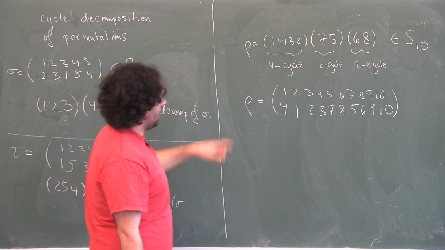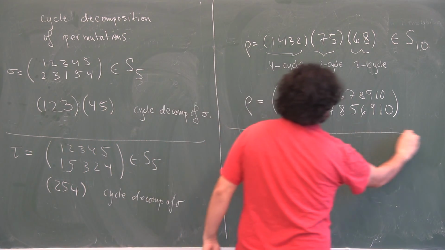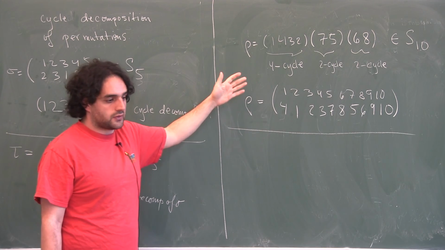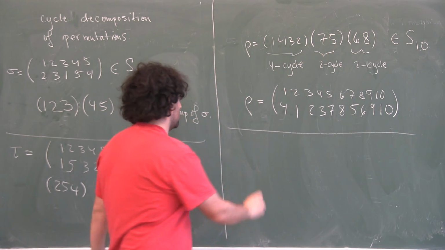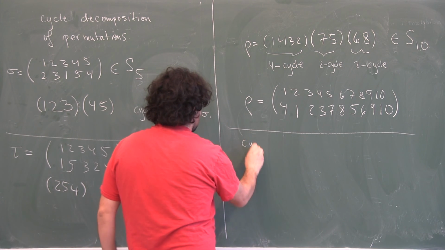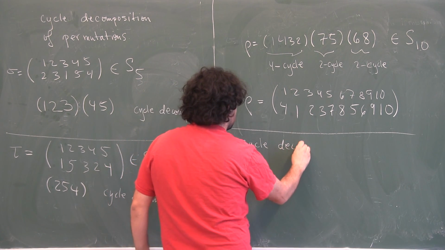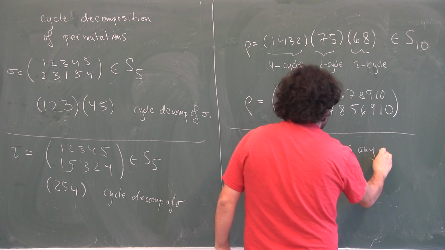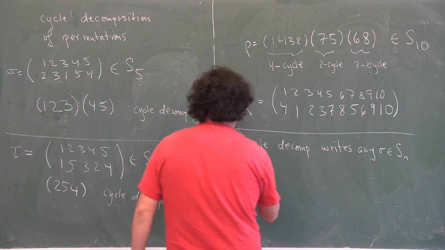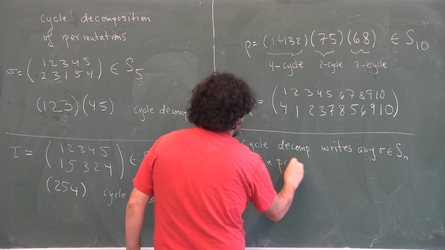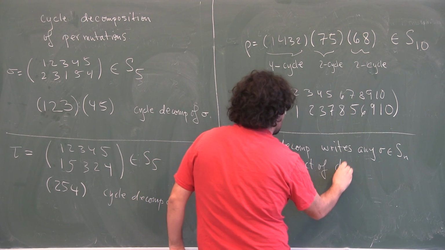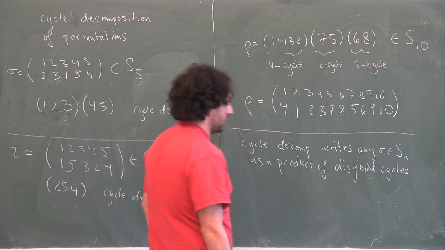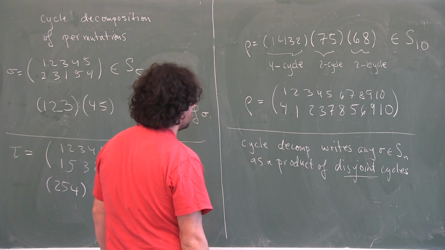Okay? Now, I should point out one important thing in this cycle decomposition that we haven't discussed, which is that these cycles are disjoint. So the cycle decomposition writes any sigma in Sn as a product of disjoint cycles. What does it mean, disjoint?